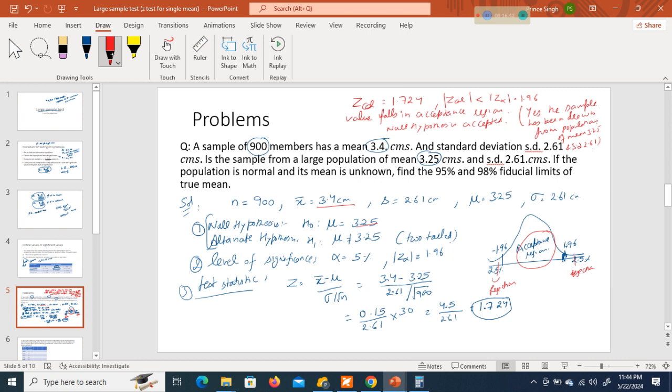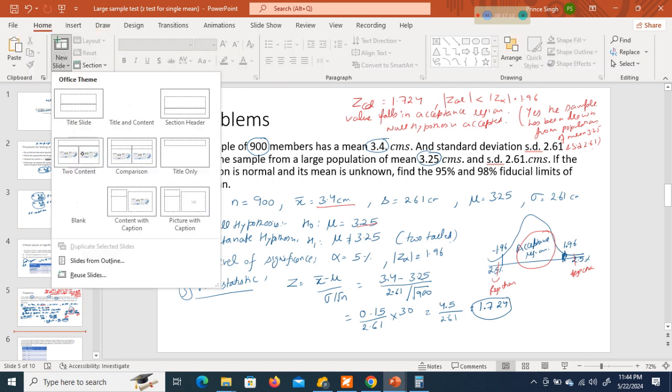The second part is we want to find the 95% and 98% fiducial limits. What is the meaning of that? It means we are going to calculate the value of mu from this part. We are assuming what the value of mu is if the value falls in the acceptance region, when the level of significance we are considering is 95%. So what does it mean?